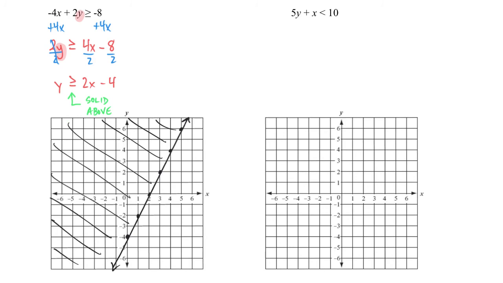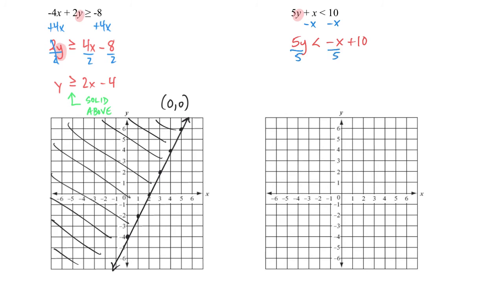Okay, and then let's state a value in the solution. Well, we already said that in this case, 0, 0 is. So let's just go with that. How about 0, 0? All right, let's try another one. Again, trying to get y by itself. So I'm going to subtract x from both sides. That gives me 5y is less than -x plus 10. And then I'm going to divide everything by 5.